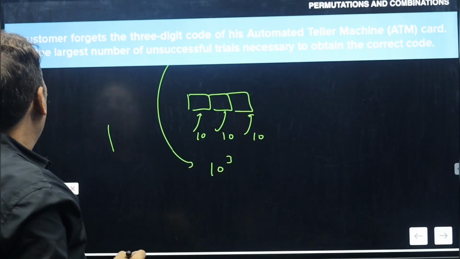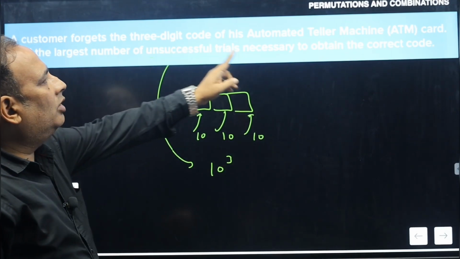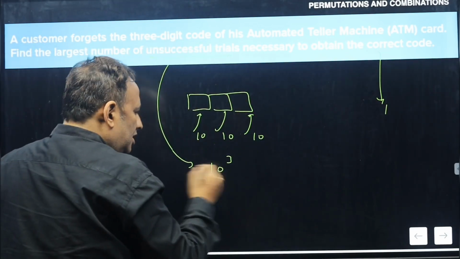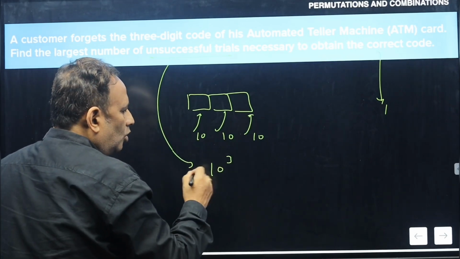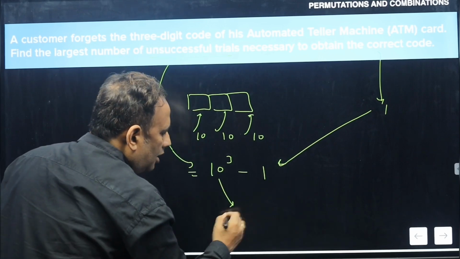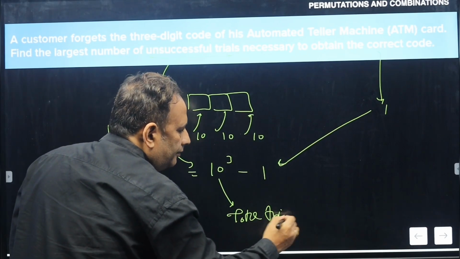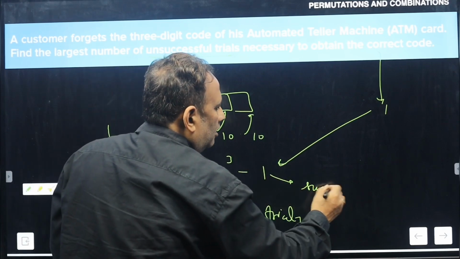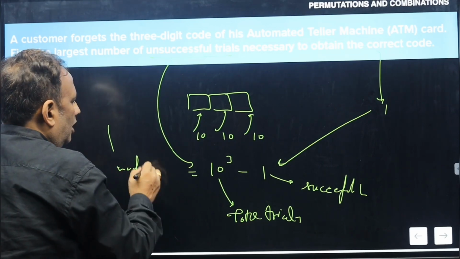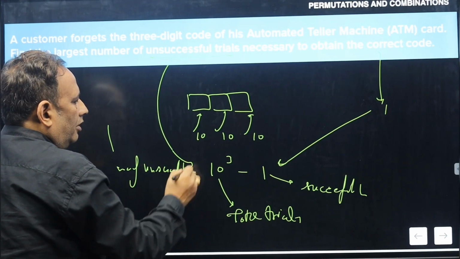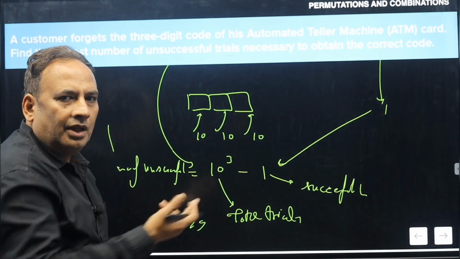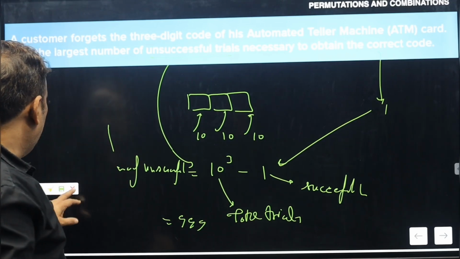But here they are asking to find the largest number of unsuccessful trials necessary to obtain the correct code, and the correct code is only one. So this is not unsuccessful, this is the total number of trials. So total number of trials minus one. One is for the successful trial. This is the total trials, and this is the successful trials. And the total number of unsuccessful trials is 10 to the power 3 minus 1, which means 999. The same question we had done in the lock code problem. Let's take some other question.